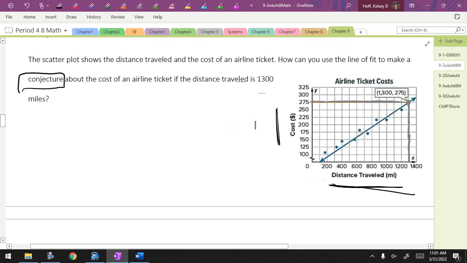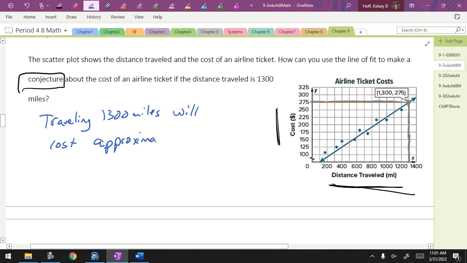So the question says, how can you use the line of fit to make a conjecture about the cost of an airline ticket if the distance traveled is 1,300 miles? Traveling 1,300 miles will cost approximately $275. We use the word approximately because this is a line of best fit. It's not the guaranteed price. It's a projection. It's a conjecture. So you're going to write the word approximately today when you're talking about using that line of fit.